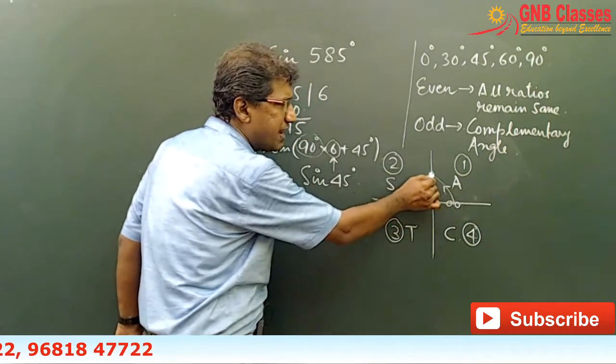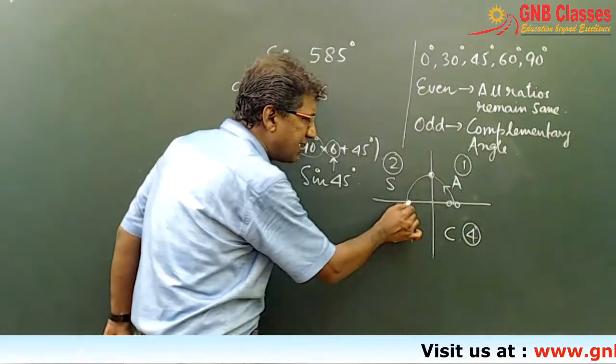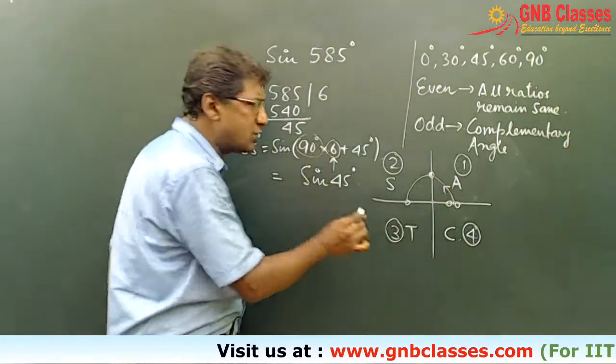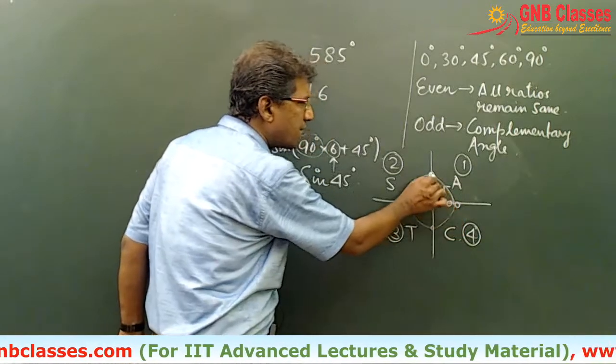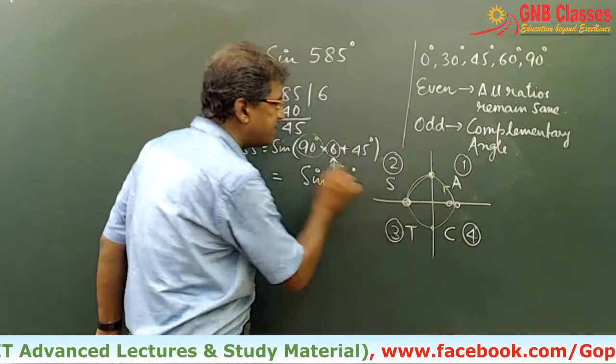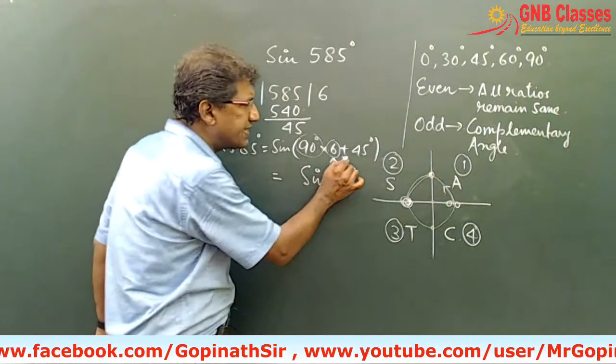From here, if we come here, how much have we moved? It is 90 into 1. Then we are coming here, how much have we moved? 90 into 2, then 90 into 3, then 90 into 4, 5, then 6. Means 90 into 6 is coming here. Is it clear? Now you see this sign.